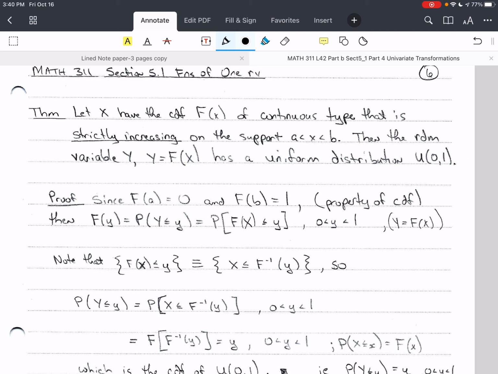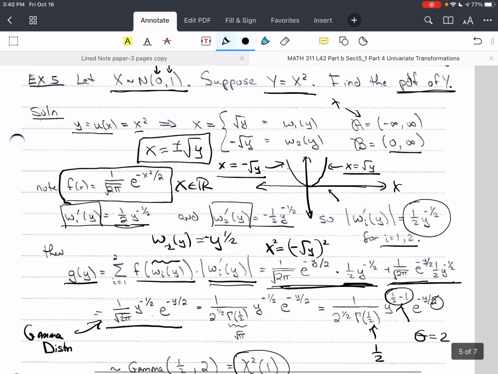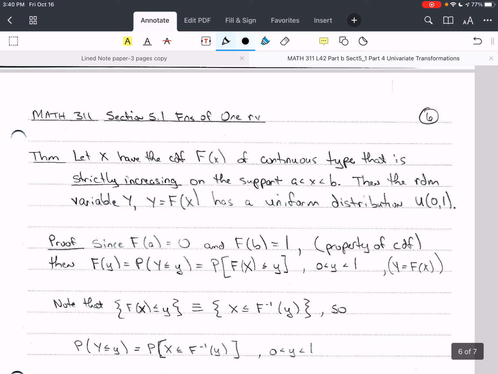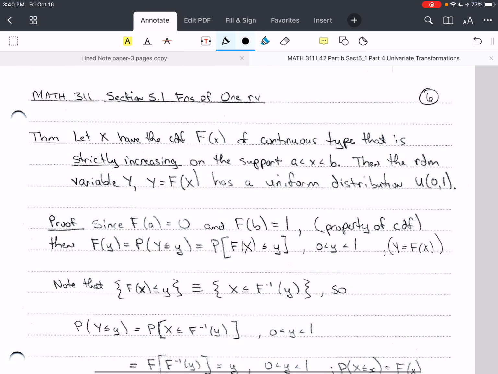You have to be very careful. You notice that I drew a picture of y squared and labeled it carefully in order to make sure that I get these regions correct for x, the inverse. Okay. Now, this theorem for the CDF is extremely important. We're going to say that X has the CDF capital F of x, and it's a continuous type random variable.